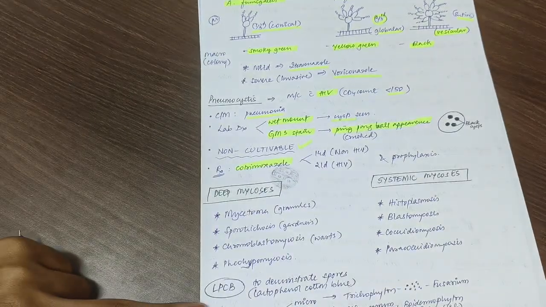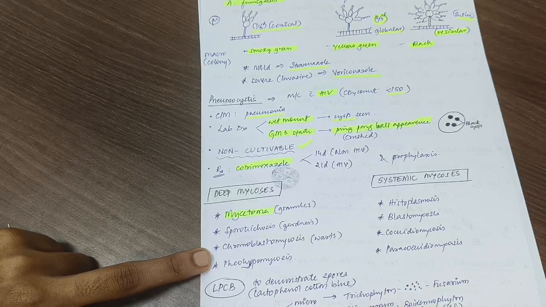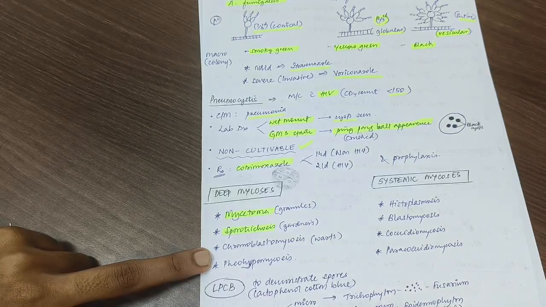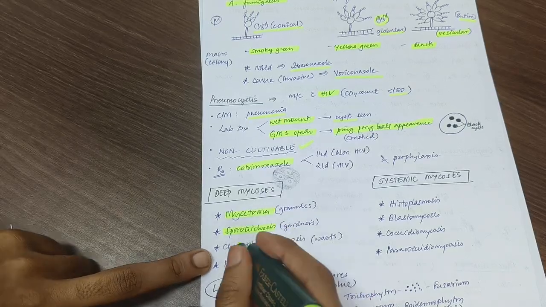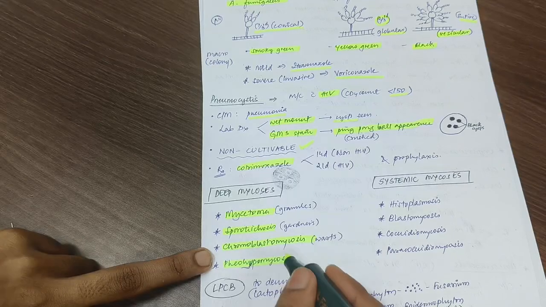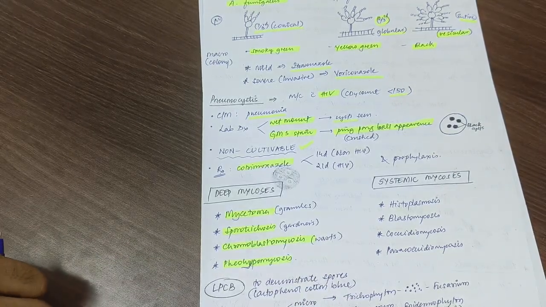Deep mycosis. What are the deep mycosis? Examples: mycetoma, which will cause the mycetomal infection, that is Madura foot containing the granules. Whereas in sporotrichosis, they are going to give the gardening history, okay, gardening history with subcutaneous nodules. You are going to suspect whom? Sporotrichosis. It is called rose gardener's disease or rose gardener's syndrome. Then chromoblastomycosis, then phaeohyphomycosis. These are the 4 things you are going to remember as a part of deep mycosis.